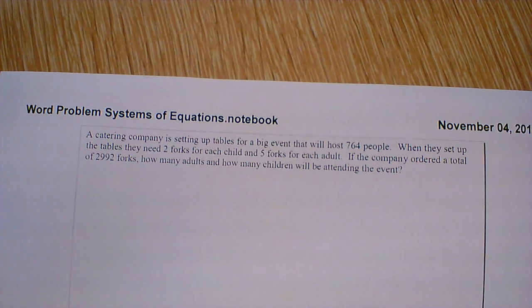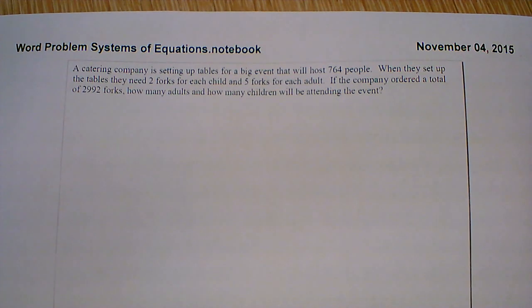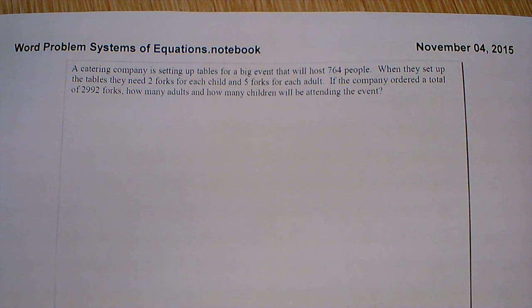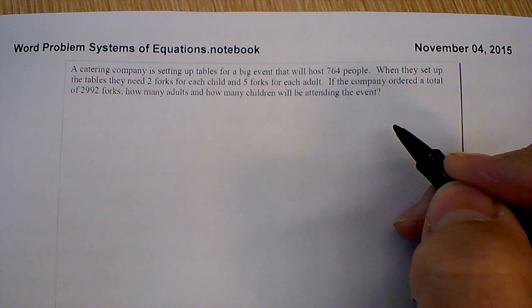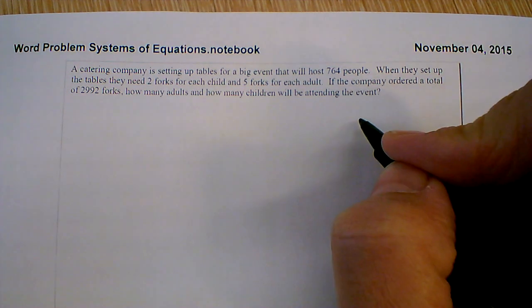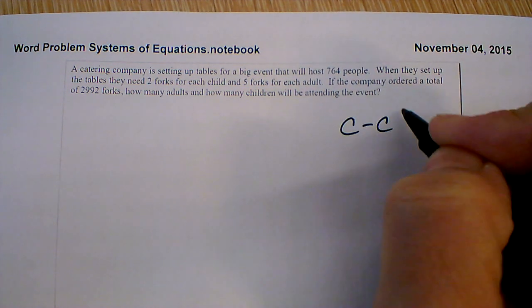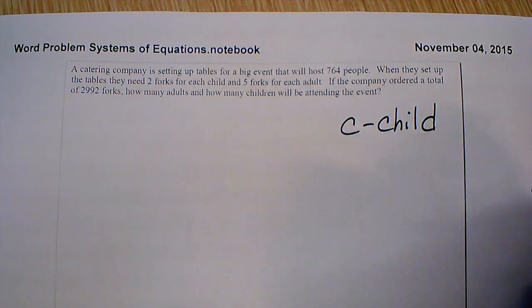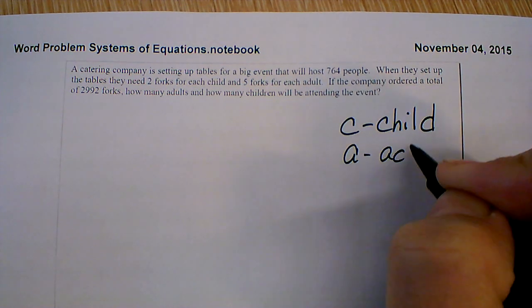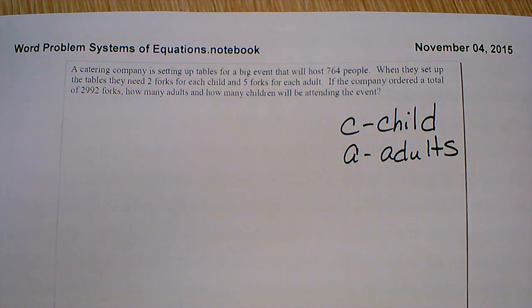All right. A catering company is setting up tables for a big event that will host 764 people. When they set up the tables, they need 2 forks for each child and 5 forks for each adult. If the company ordered a total of 2,992 forks, how many adults and how many children will be attending the event? So I know they have forks in common, so that's not one of my variables. I'm going to use C for the number of children attending and A for the number of adults attending.